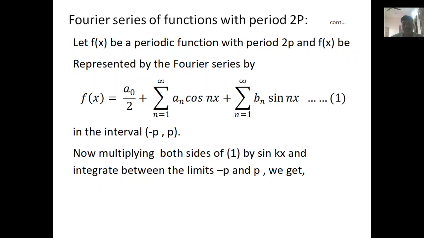Fourier series of functions with period 2p. So first we have to consider the Fourier series in the interval minus p to p. Now multiply both sides of this series by sin kx and integrate between the limits minus p and p.